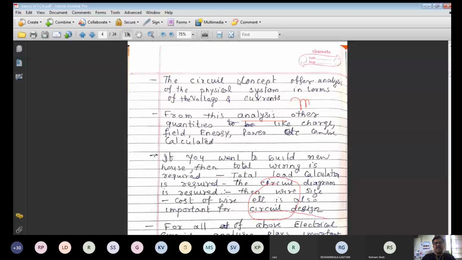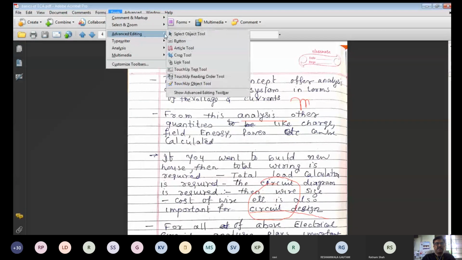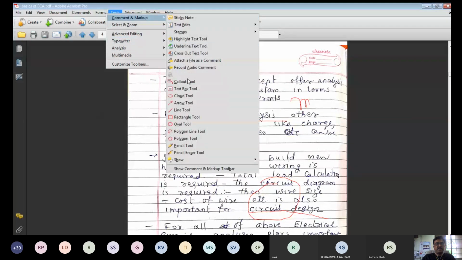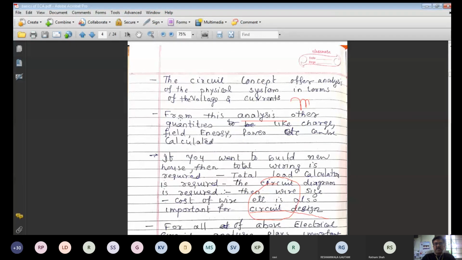Now in this circuit concept of analysis, we analyze the physical system in terms of voltage and currents. After analysis, our output is voltage and current. What is the voltage, what is the current in any component, what is the power in any component? That is the basic output of the circuit.